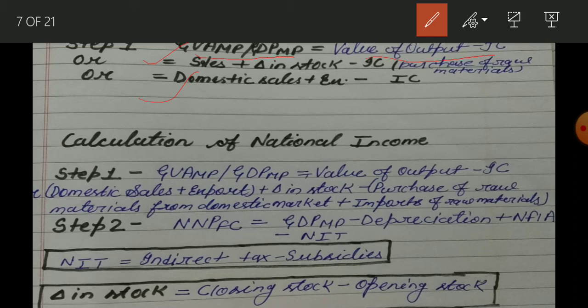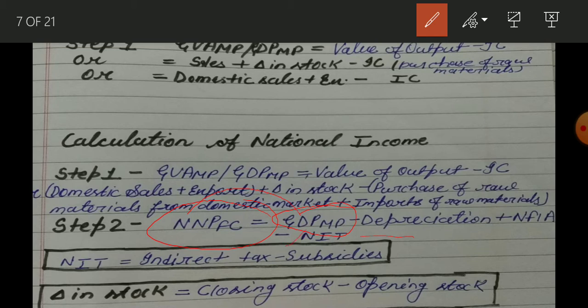Now when we have calculated this, we can follow step 2. When we are calculating NNP-FC, what do we have? We have GDP-MP, that is GVA-MP, and what we have to calculate is NNP-FC, that is NVA-FC. So in this case, when we are moving from gross to net, we have to subtract depreciation.